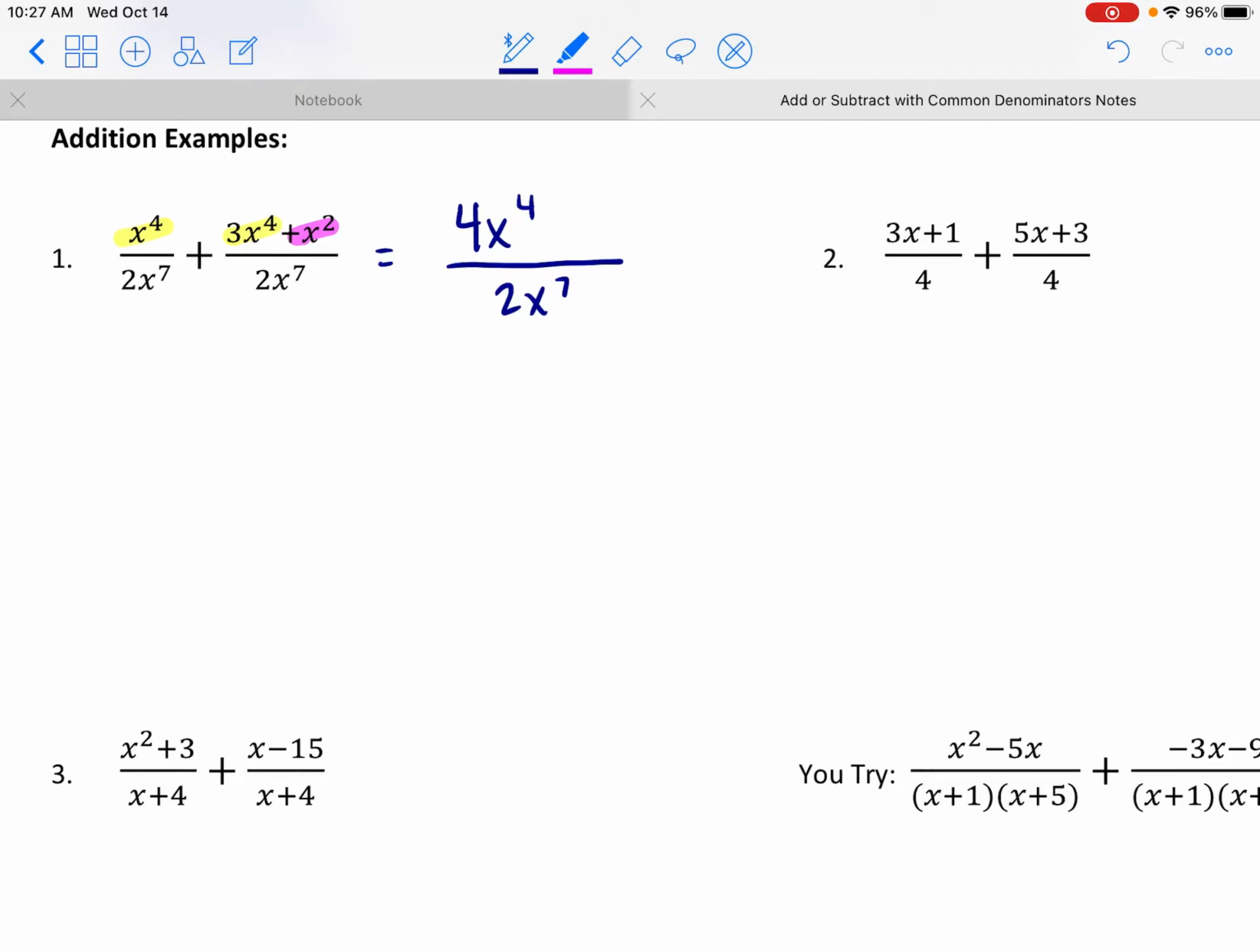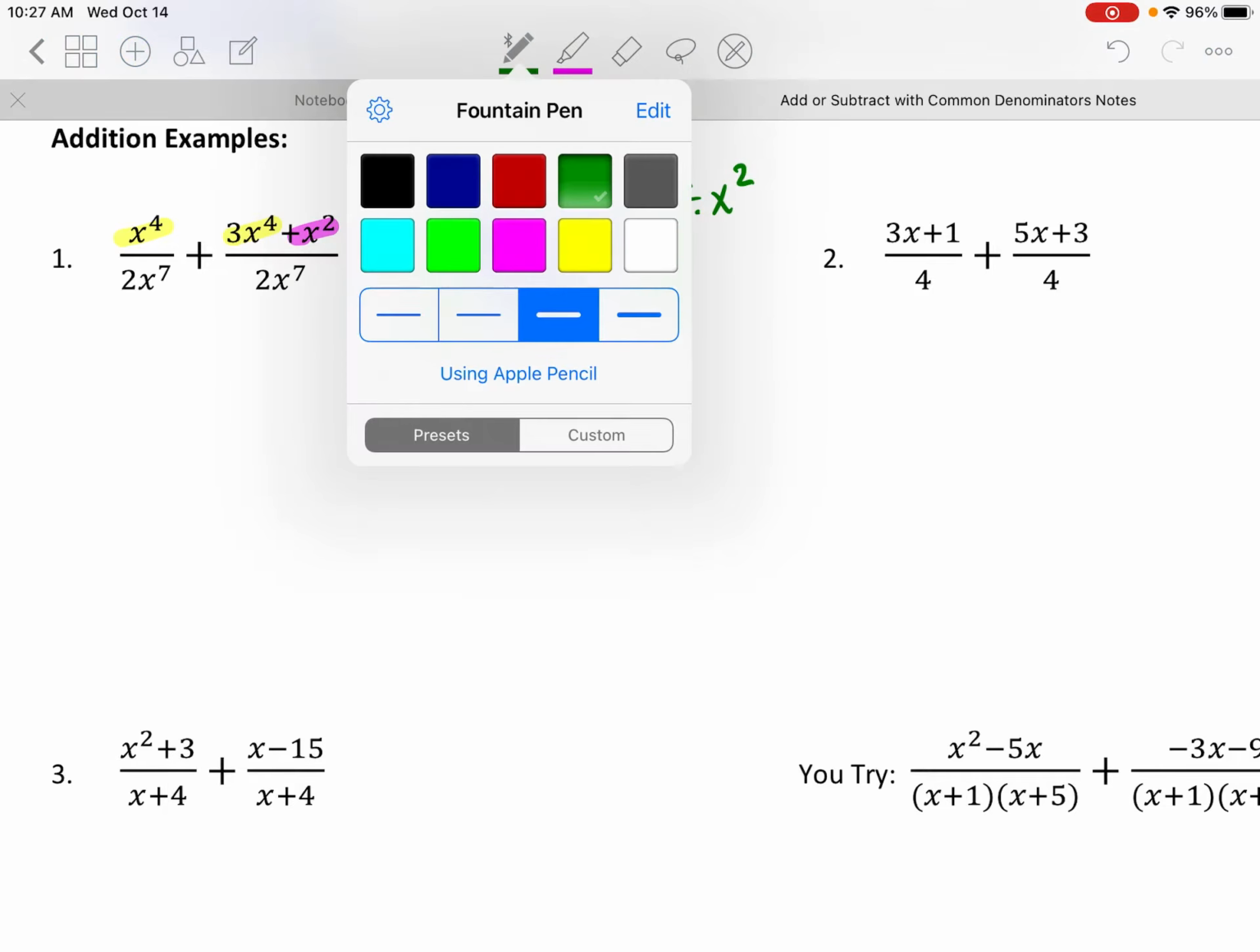And then the second term here, the x squared, I can't actually add. It's not a like term with anything else. So I'm just going to bring that positive x squared over. And now I'm left with one fraction to simplify. And this one fraction can be reduced. All three of the terms have an x squared in common. So I'm going to divide all three of them by that x squared.